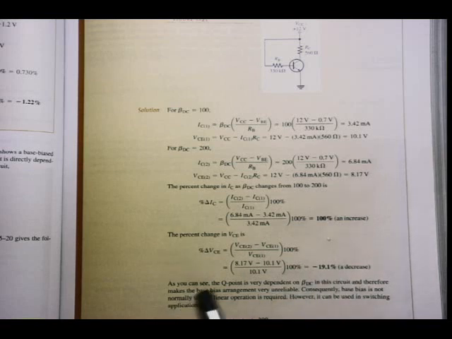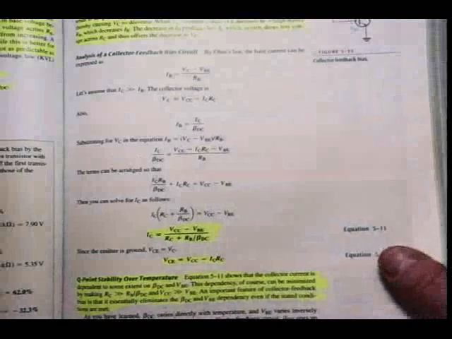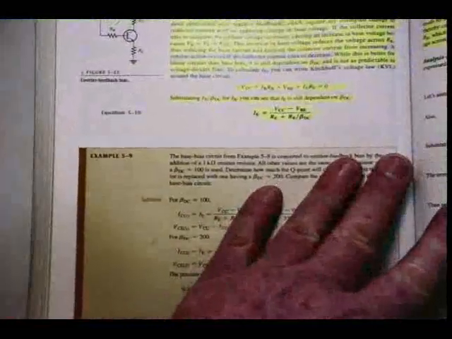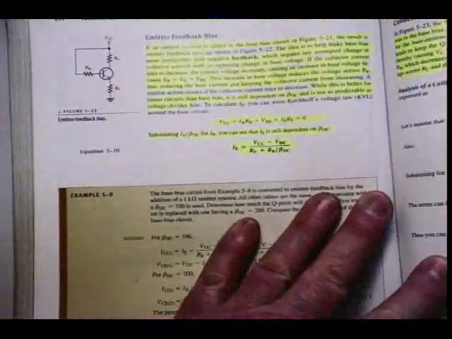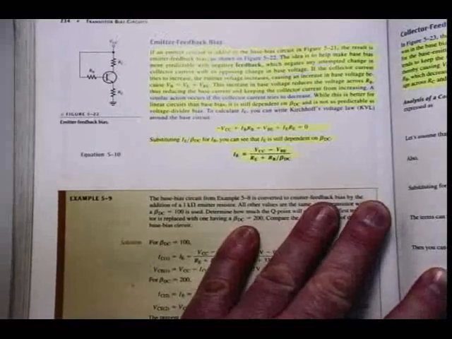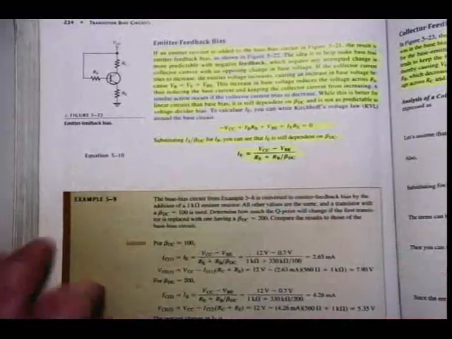So as you can see, the Q point is very dependent on beta DC in this circuit, and therefore makes the base bias arrangement very unstable. So consequently, base bias is not normally used in linear operations. Okay, it can be used in switching applications though. Alright, that's the base biasing circuit. You have to be able to distinguish between them and know the formulas for each one of those.